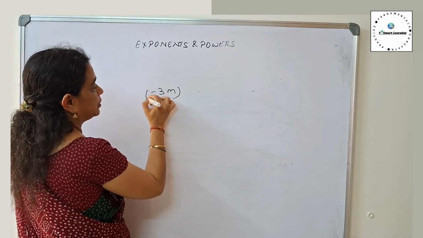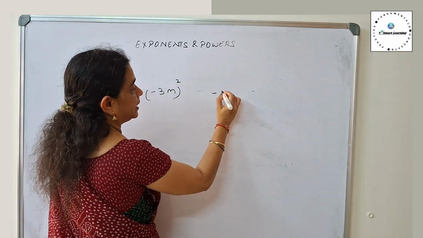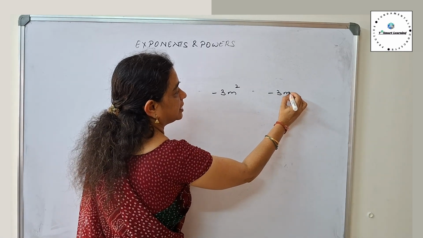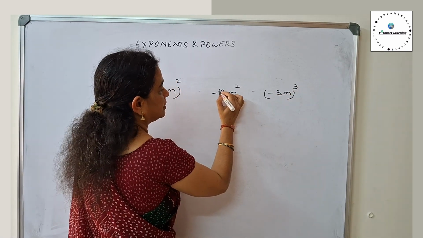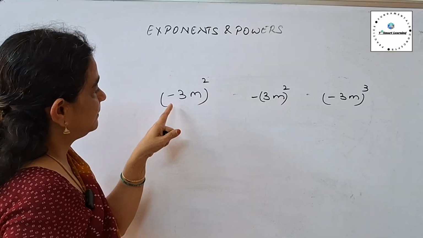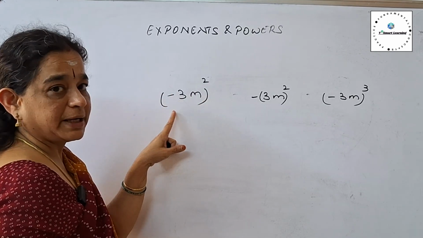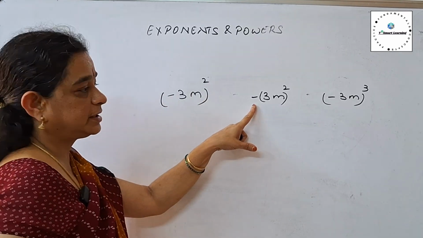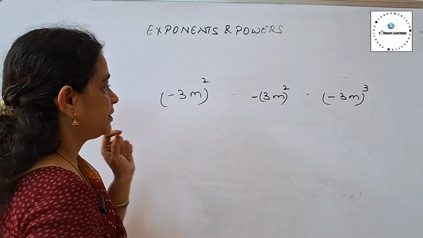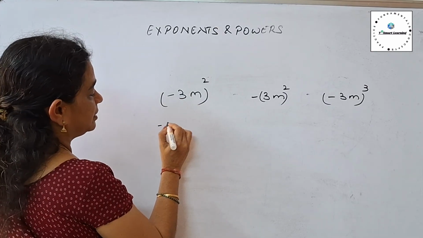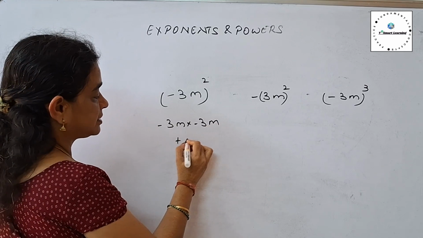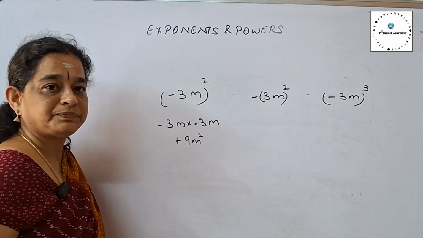Minus 3m the whole squared, minus 3m squared and minus 3m the whole cube. This will be minus of 3m the whole square. So you see here I have a minus inside the bracket, I have a minus outside the bracket, and this is a different exponent. So these 3 cases are important, please pay attention. Now what does this mean? Minus 3m into minus 3m, which is plus 9m squared.